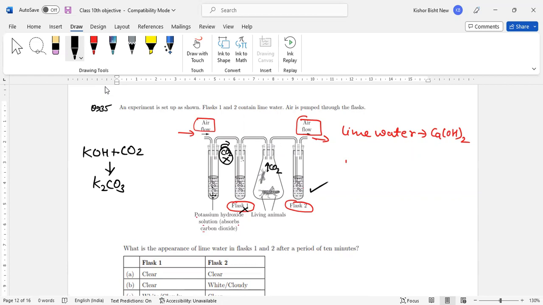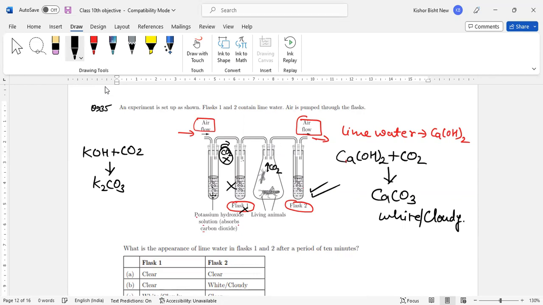And you know that calcium hydroxide, lime water, reacts with carbon dioxide and forms CaCO3, that is a white cloudy or curdy solution. So in this one we observe the change, but here we will not see the change. Very important and interesting question. Now, what is the appearance of the lime water in flasks 1 and 2 after a period of 10 minutes? What change will you see?